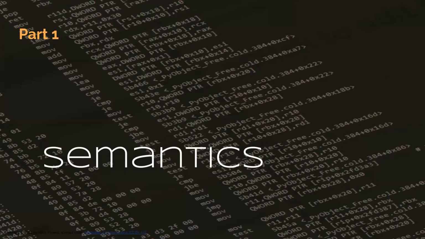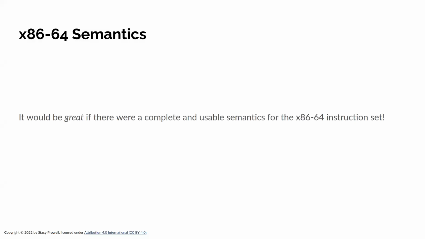All right. It's not part one, it's part two, but let's talk about semantics, where we left off last time. It would be awesome if there were a nice, complete, usable, and programmable-through-an-API set of semantics for the entire x86-64 instruction set. That would be awesome. I would like that. People who do code reverse engineering would like that. Everyone would like that. The only problem is that there's no such thing. It does not exist, and there are lots of reasons why it doesn't.